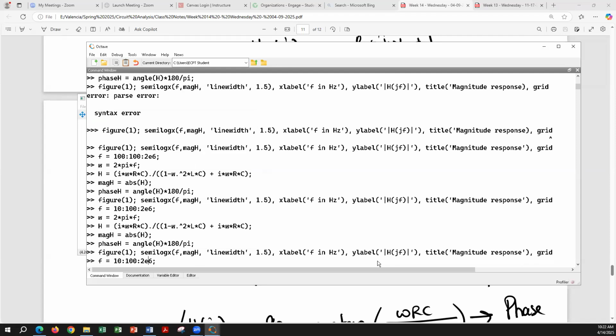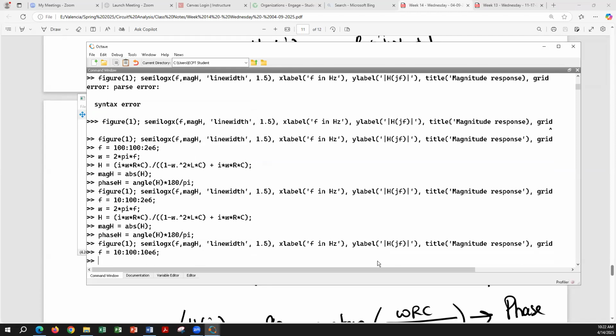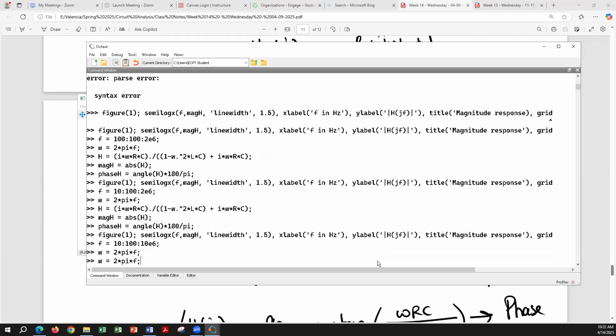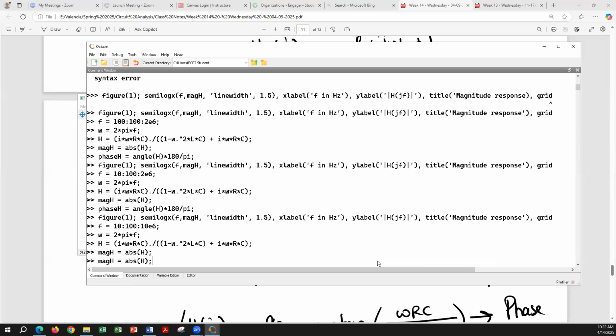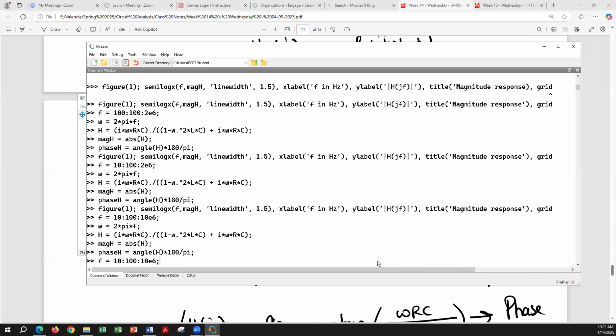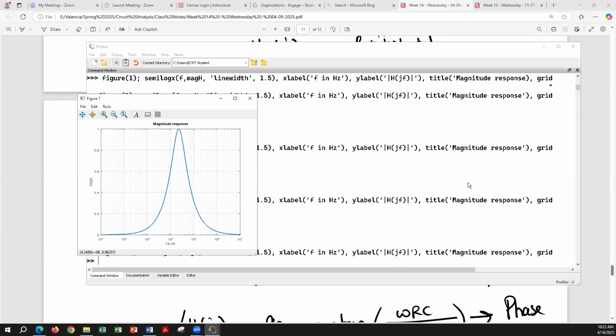So increase this to 10 megahertz. Omega, H, magnitude, phase, and figure. Yeah, looks kind of nice.